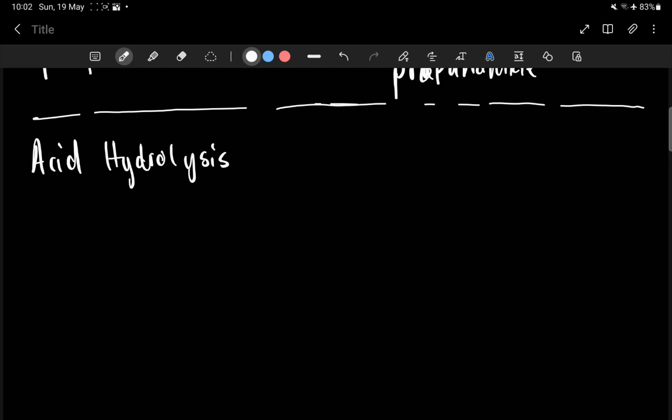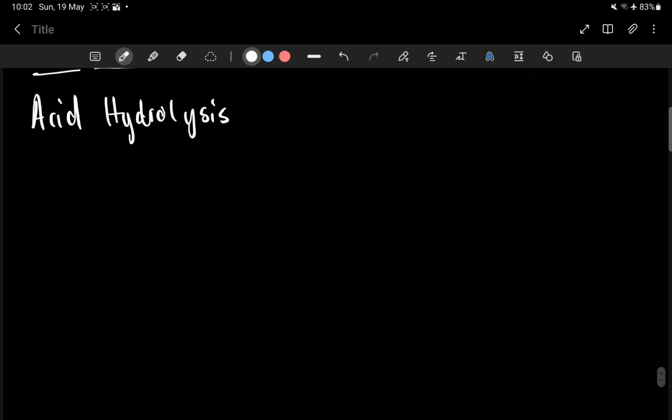Hydrolysis. Okay, let's start. Here we have our amide, bonded to an N. This time we'll make the N bond to carbons. There we go. Here we'll put it as R prime, and here R prime prime.